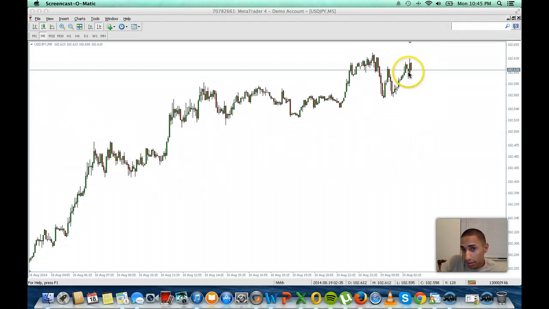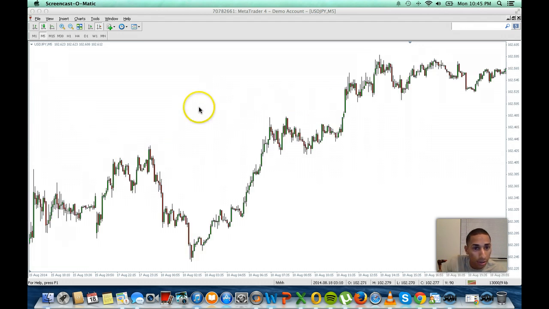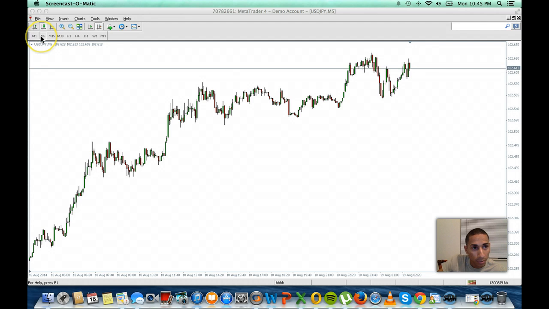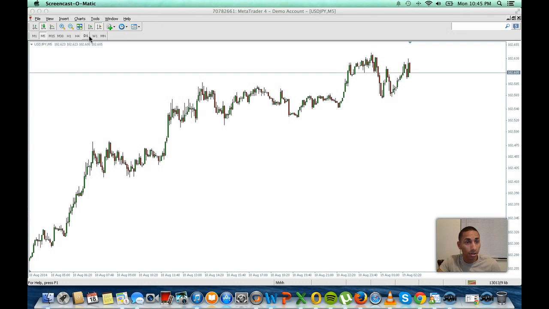This is live, the markets are moving right now, and I have my 5 minute chart on USD JPY. You could draw your trend lines on any chart. I usually don't draw them on a 1 minute. To me, it's a waste of time. But I usually draw them on a 5, 15, hour, and daily if I'm going to take a weekly trade.